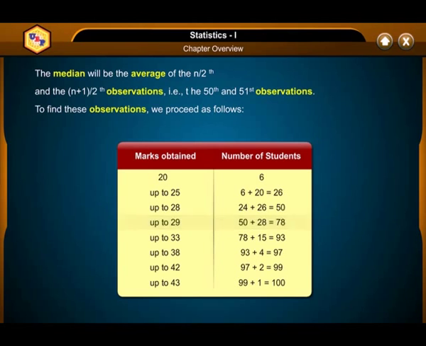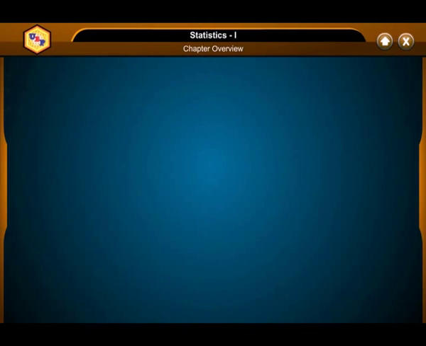Up to 29, 50 plus 28 equal to 78. Up to 33, 78 plus 15 equal to 93. Up to 38, 93 plus 4 equal to 97. Up to 42, 97 plus 2 equal to 99. Up to 43, 99 plus 1 equal to 100.